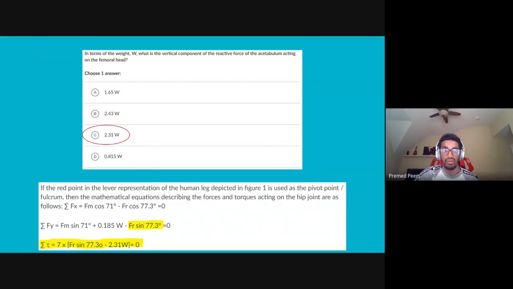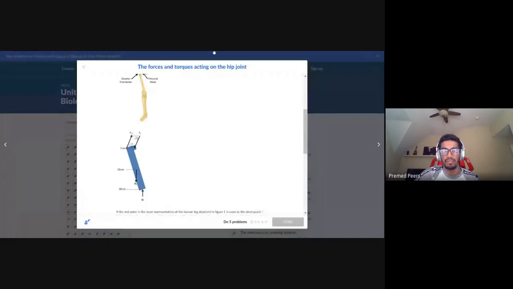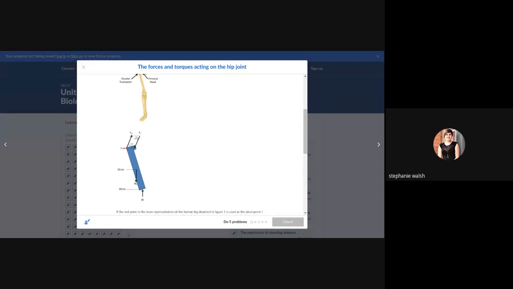And when we are looking at the free body diagram, let me see if I can switch tabs to share that with you guys. Can you guys see this tab? Yeah, we can see it.